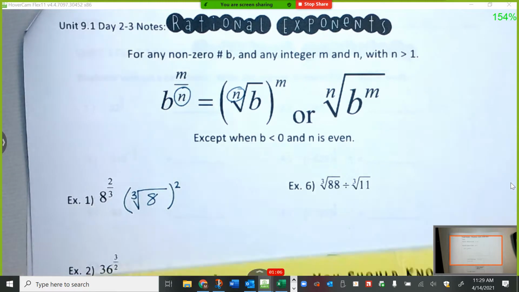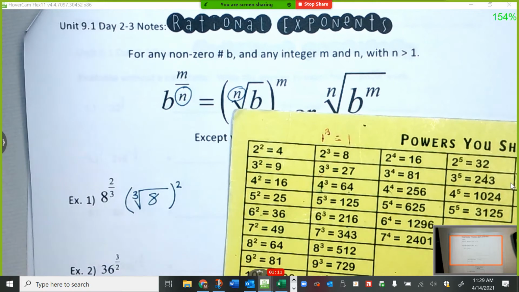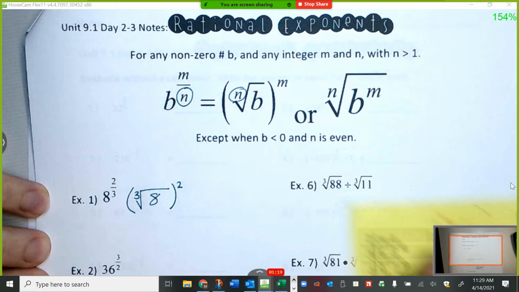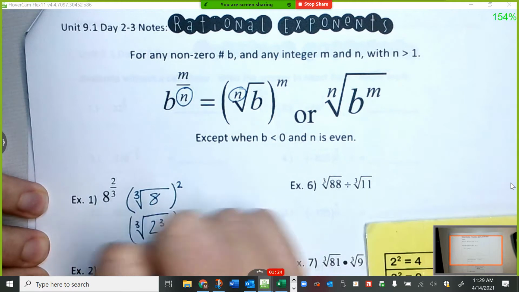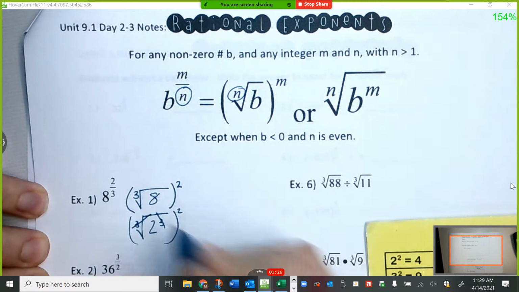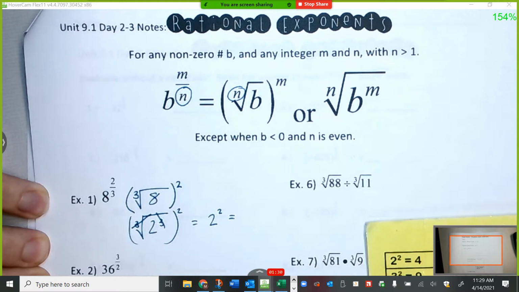I want you to realize roots cancel whatever they are. So this is a cube root, which means it cancels cubes. So we want to find something cubed that equals 8. What cubed equals 8? 2 cubed. So when I rewrite this as 2 cubed, the cube root cancels the cubed, and I end up with just 2 squared. Well, what is 2 squared? Four.